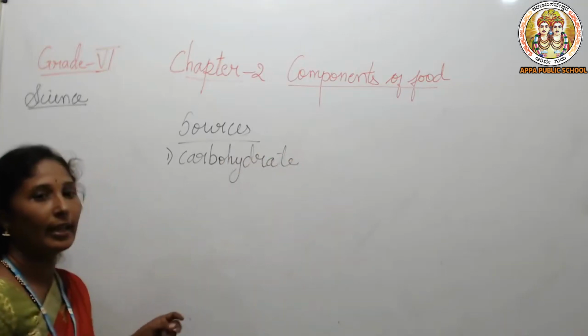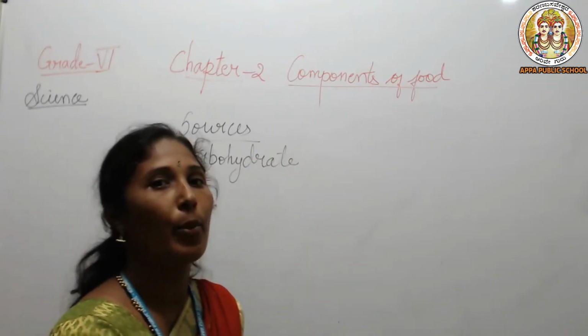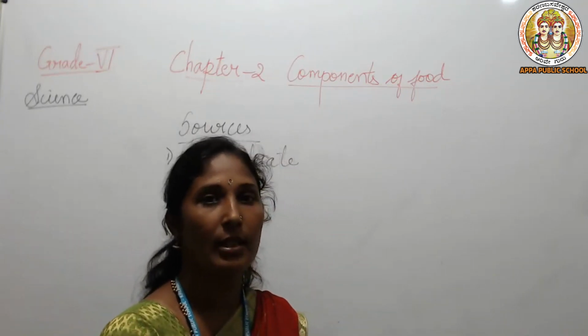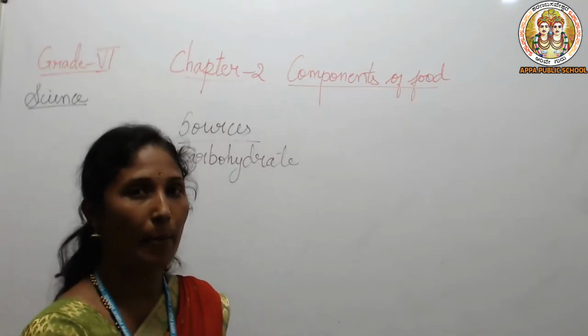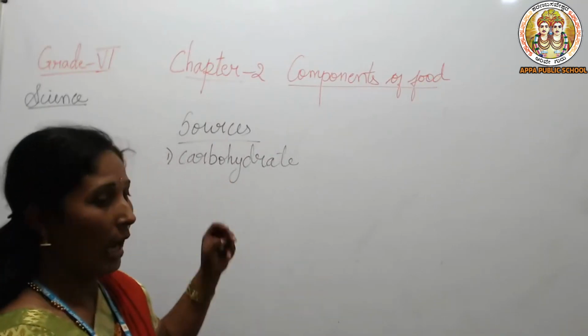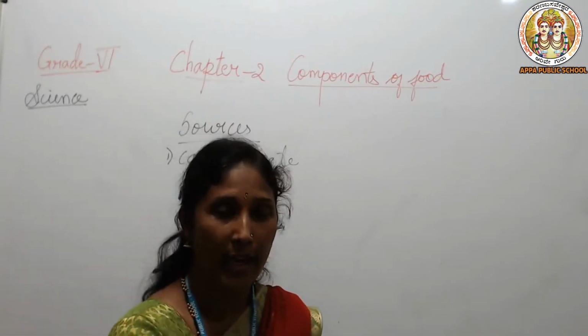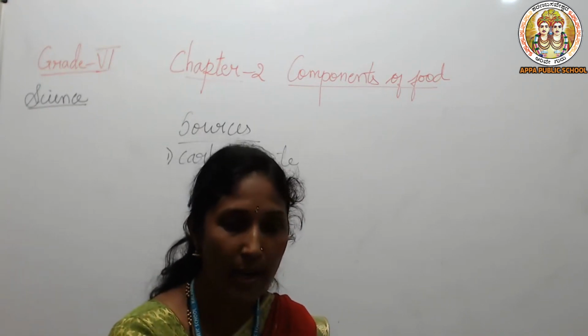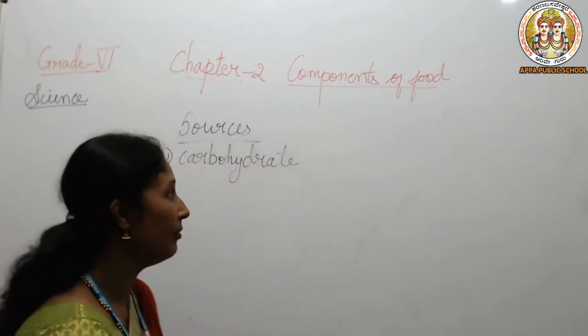So all of you know that carbohydrates are required more by our body. Yes, a large amount we require of carbohydrates. So carbohydrates give us energy. So from where do we get the carbohydrates? We get them from rice.